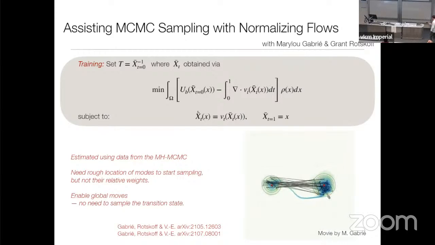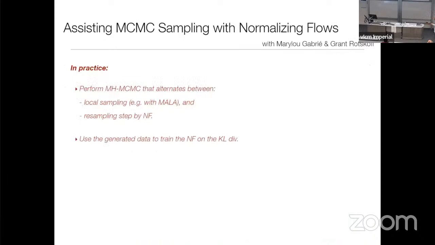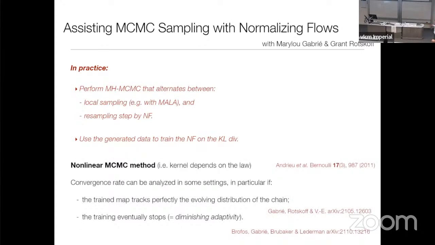Okay. So of course, these are very simple examples. So in practice, what you do, let me first say, again just repeating, is you perform Metropolis-Hastings Monte Carlo that alternates between a local sampling region with MALA and then a resampling step with this normalizing flow, the map that I have described. Okay. And this is used to generate the data. You use the generated data to train the neural network. And then you use the trained neural network to get more data, and then there's a feedback loop on this.